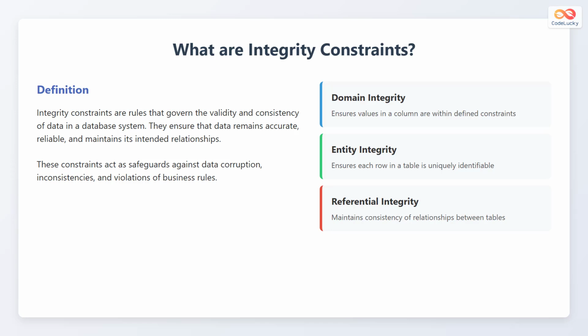There are mainly three types of integrity constraints. Domain integrity ensures that the values in a column are within the defined constraints. Entity integrity ensures that each row in a table is uniquely identifiable. Referential integrity maintains the consistency of relationships between tables.